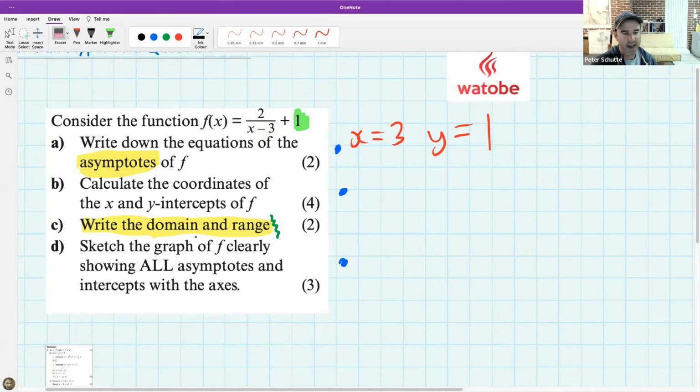And so the domain of this function is going to be any x value except x cannot be equal to 3. So that will be the domain. Now the range is going to be any y value except you cannot be on the y asymptote. You may not touch the y asymptote. So I'll let you think about that for a little bit first.